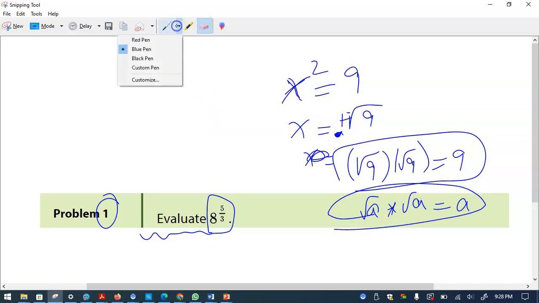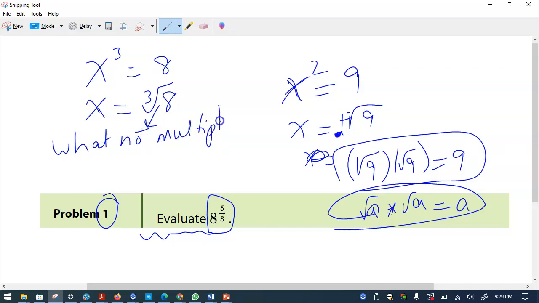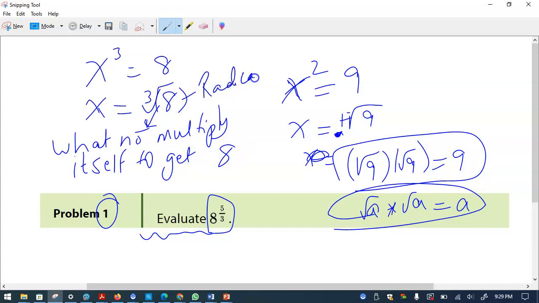And also, if I write x cubed is 8, then by definition x equals the cube root of 8, right? What does that cube root mean? What number multiplies itself to get 8? Whatever is inside is the radicand.